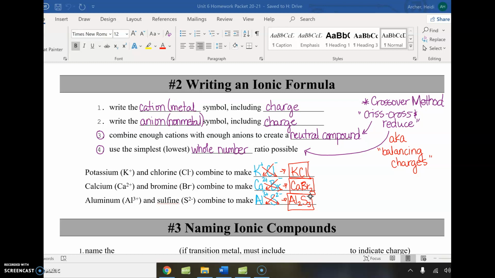Now, one special case that we have, we're going to move down to the next section, so make sure you have your notes. If you need to pause and do that, do it now.